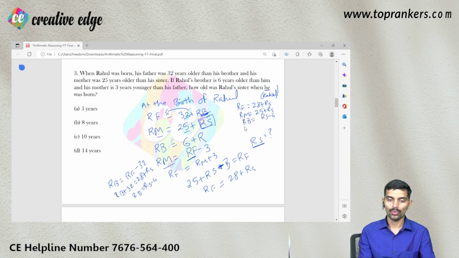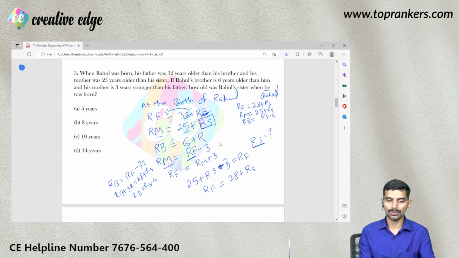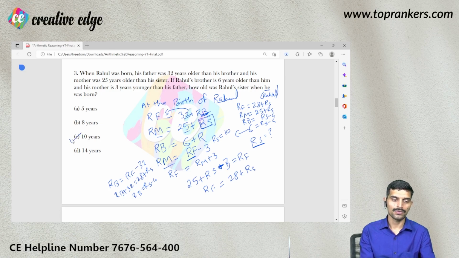And now we have the relationship that Rahul's brother is 6 years older than Rahul. So at the birth of Rahul, his brother was 6. So if Rahul's brother was 6, Rahul's sister has to be 10 years older, right? So from here, we can determine this value as well.